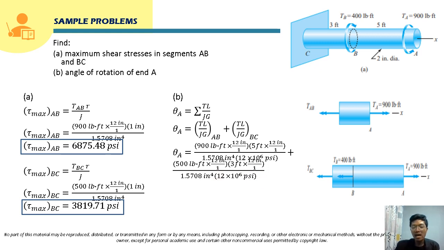Solving this in your calculator, this will give us a theta A, or angle of rotation at end A, equal to 0.045837. The unit for this, regardless of the system, will be in radian. So this will now be the answers for this problem.